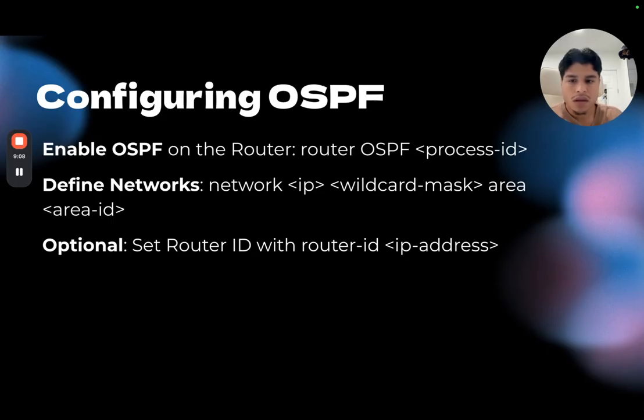It's also optional to set a router ID. You can go ahead and set a router ID, which you will set as an IP address. And the router ID is used to identify the router, right? Once we configure OSPF and set a router ID, you'll see it in the OSPF neighbor information when we verify.